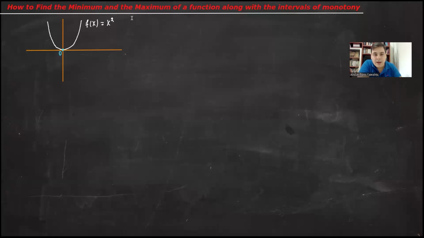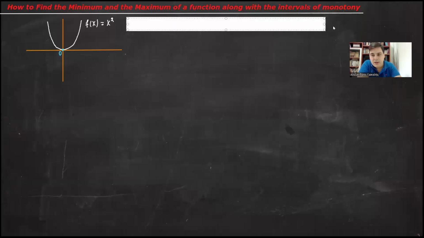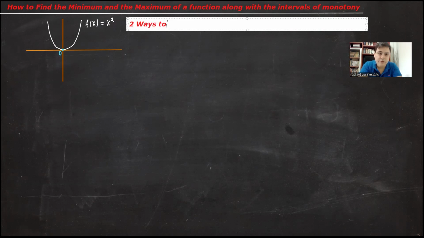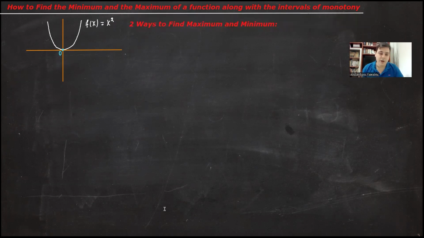Because there are two ways to find the maximum and the minimum of a function. Two ways to find them. Let's write that: two ways to find maximum and minimum. The first one is to solve the problem graphically. If you have the graph of the function, it's going to be very easy since it will be visible. The points at which we have a maximum and a minimum will be visible.